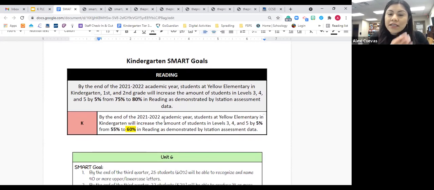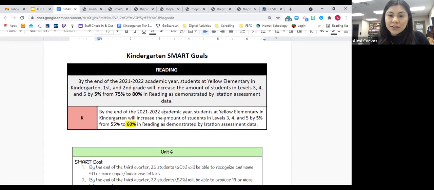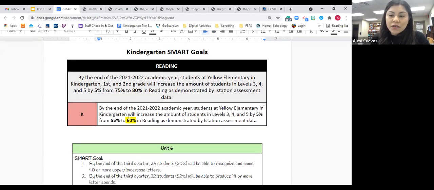And then kindergarten is going to have their own goal specifically to kindergarten. And this goal needs to be aligned to the overall school goal. So the kindergarten goal is by the end of the 2021-2022 academic year, students at Yellow Elementary in kindergarten will increase the amount of students in levels 3, 4, and 5 by 5% from 55% to 60% in reading as demonstrated by iStation assessment data. So this goal is aligned to the school goal.